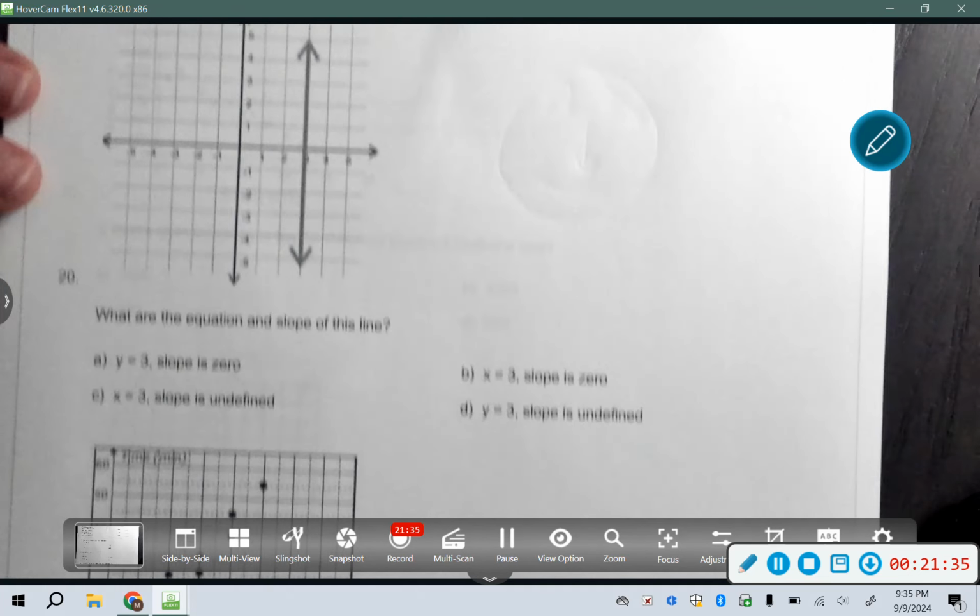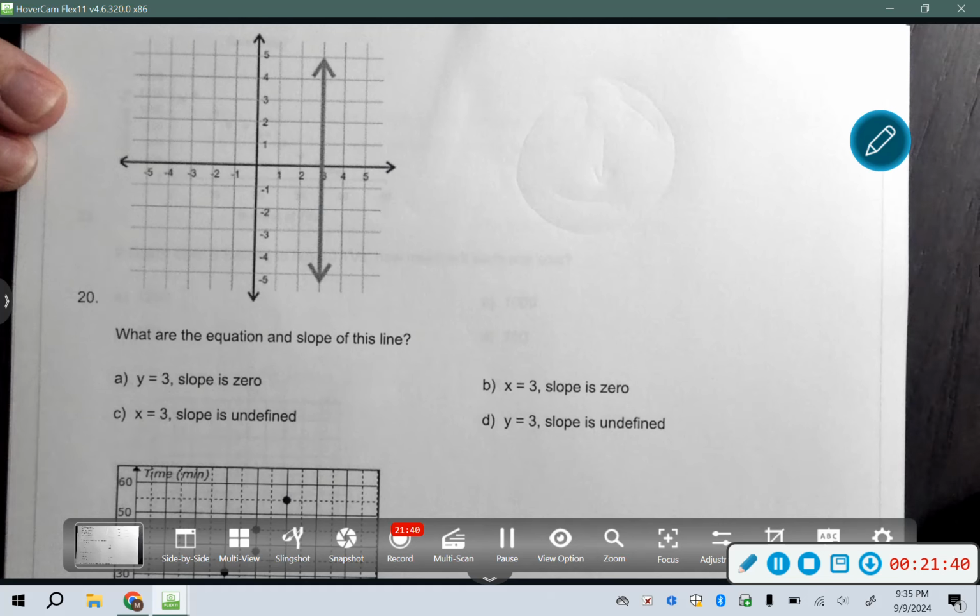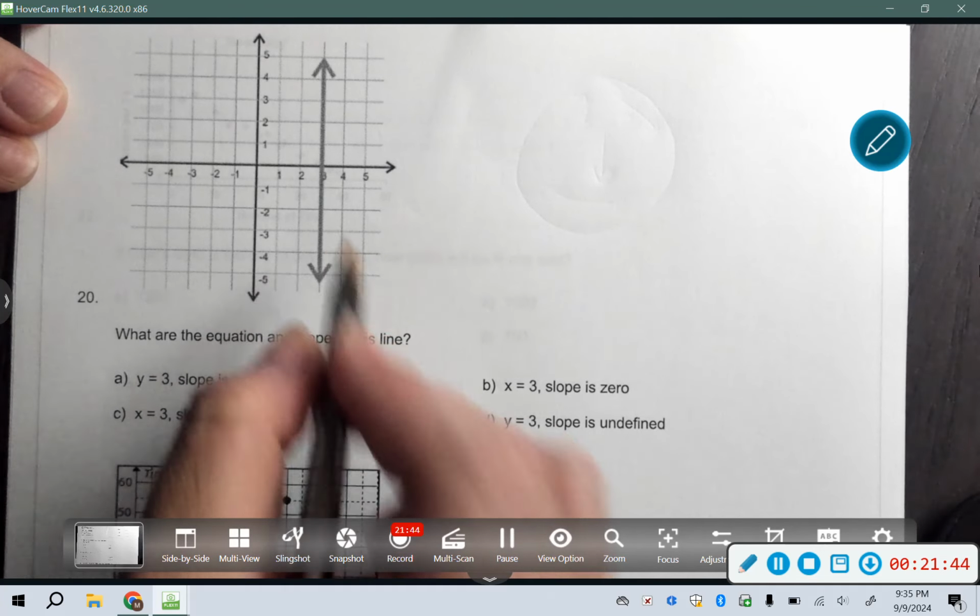Look at number 20. What are the equations and slope of this line? So again, build a table.